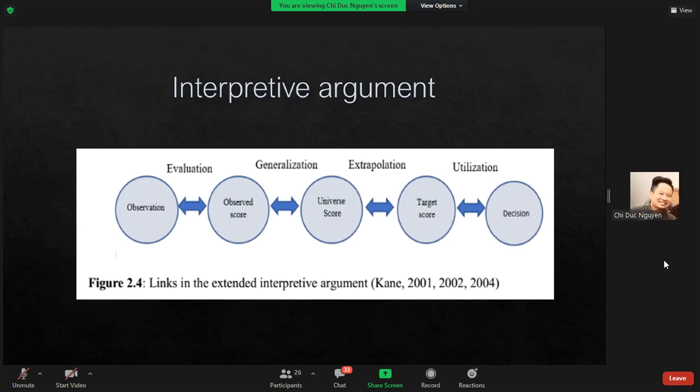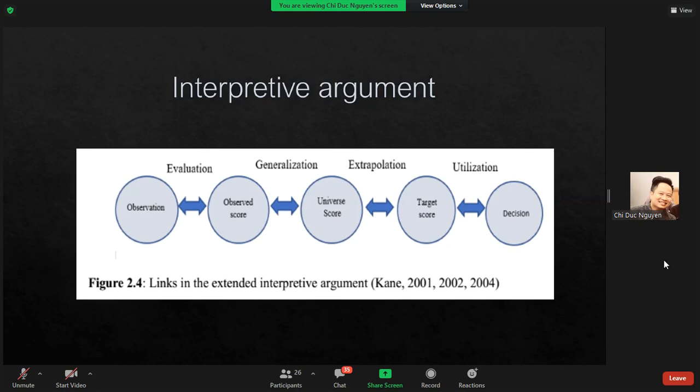Actually, the observation here is the observation of the test performance. In other words, it is the test responses. For example, when you sit for the IELTS writing test, the observation is the observation of your writing performance, and that is your writing paper.